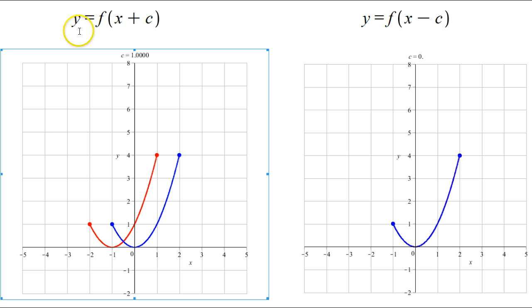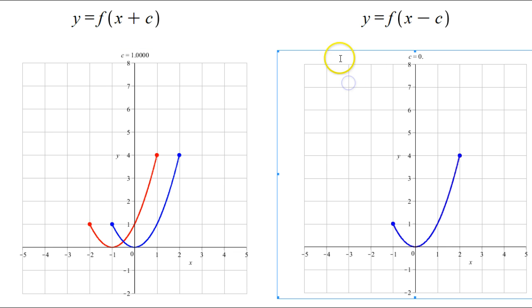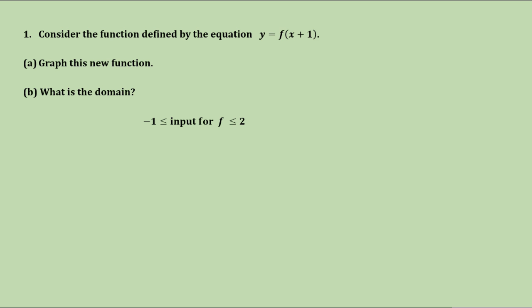And this is why these inside changes are a little bit more difficult. When you're adding on the inside to x, that makes you think to go right, but we have to do the opposite. We have to go left in this case. Likewise, if we were going to say subtract 2 off from our input before we plugged it into our function, that would have the effect of moving the graph to the right by 2 units. Now, why does that happen?